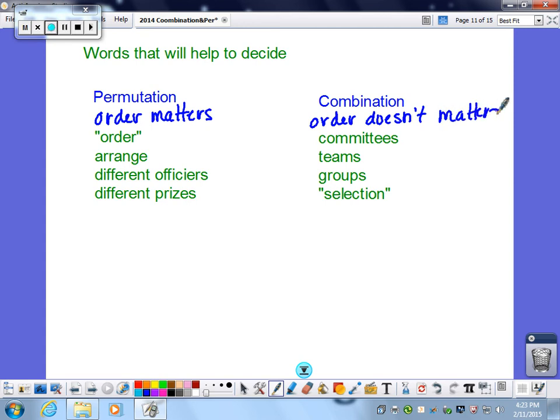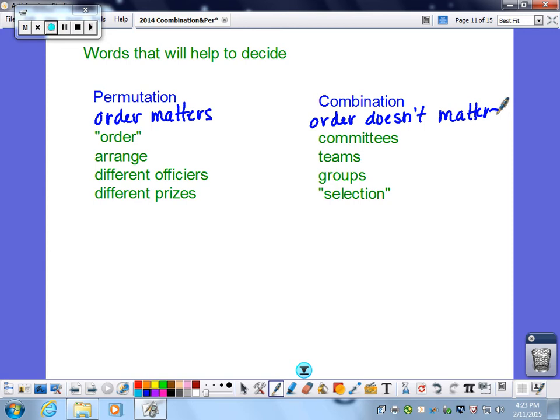All right. So permutation, anything about order. Arranging different officers, different prizes. So if you're the first person chosen, you get a higher prize, and then the third person chosen, that would be a permutation. Combination keywords are committees or teams or groups, a selection. So it's all about, like I said, the hardest part about this is deciding which one to use, a combination or a permutation.